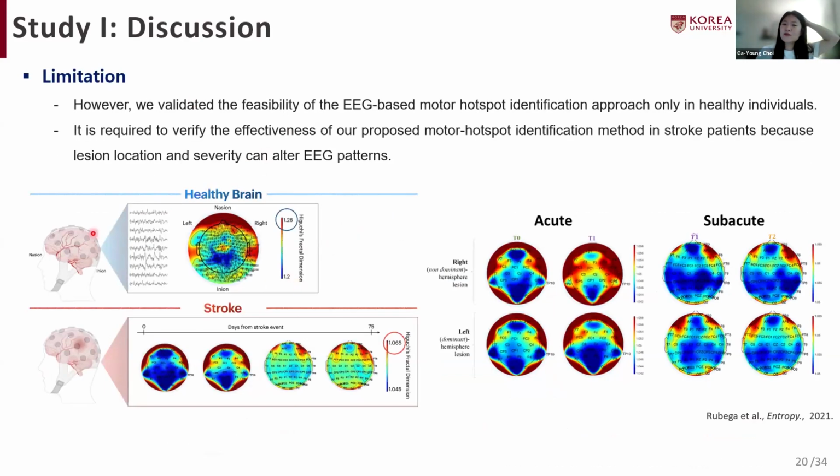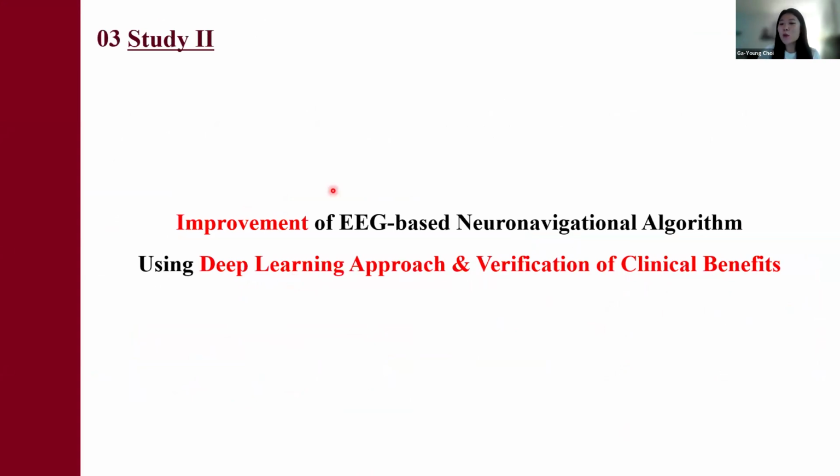Although we have confirmed the feasibility of our EEG-based approach, the EEG pattern of stroke patients can vary depending on the location of the lesion and its severity. As demonstrated in this study, there are notable differences in EEG patterns between healthy individuals and stroke patients. Furthermore, in this figure, the EEG patterns can vary even within the same stroke group based on duration of disease onset and its severity. So in this follow-up study, we proposed an advanced EEG-based motor hotspot identification algorithm using deep learning techniques that can reflect the individual characteristics of stroke patients.